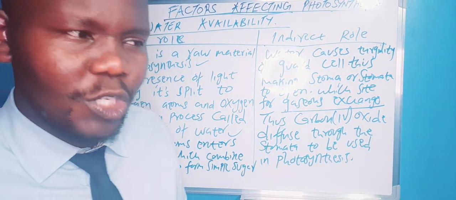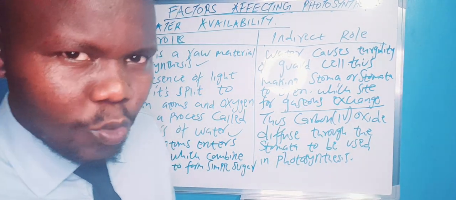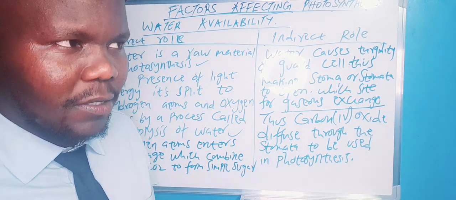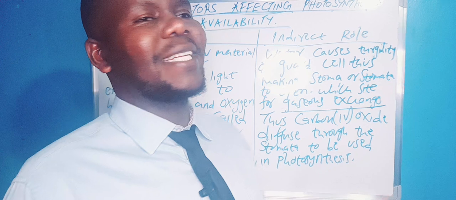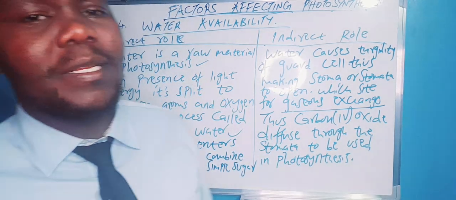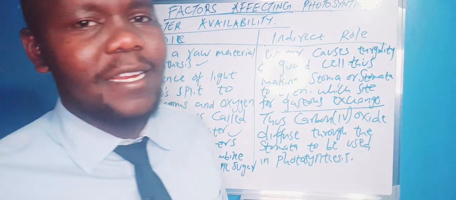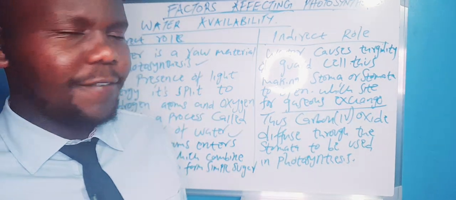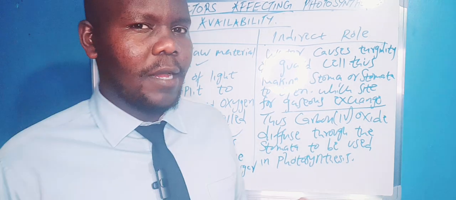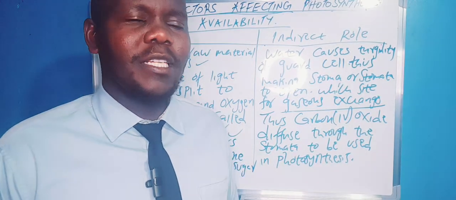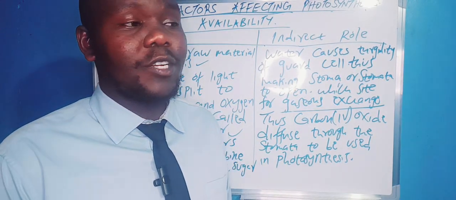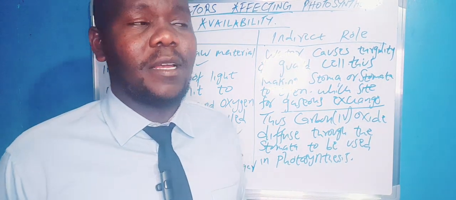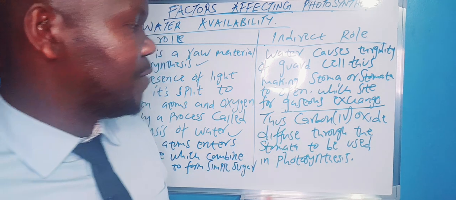The indirect role of water: it causes turgidity of the guard cell. And when the guard cell gets turgid, what happens? The stoma opens, or you speak about the stomata opening. When this opens, you know the role of the stomata is to be the site for gaseous exchange. And because it's the site for gaseous exchange, what will happen? Carbon dioxide will diffuse in. When this carbon dioxide diffuses in, we say carbon dioxide is a raw material. It will now combine with the water, and then we form the simple sugar.